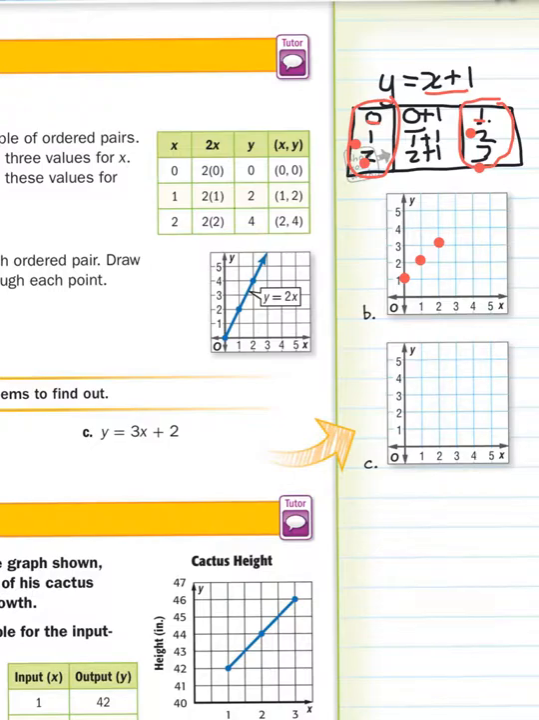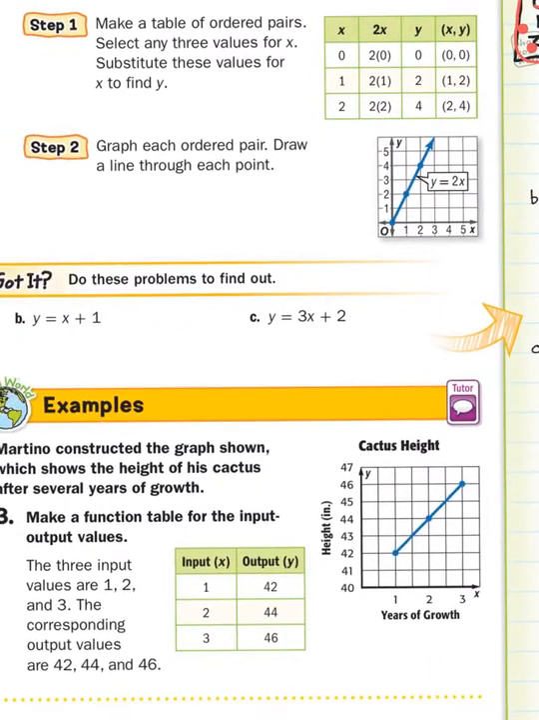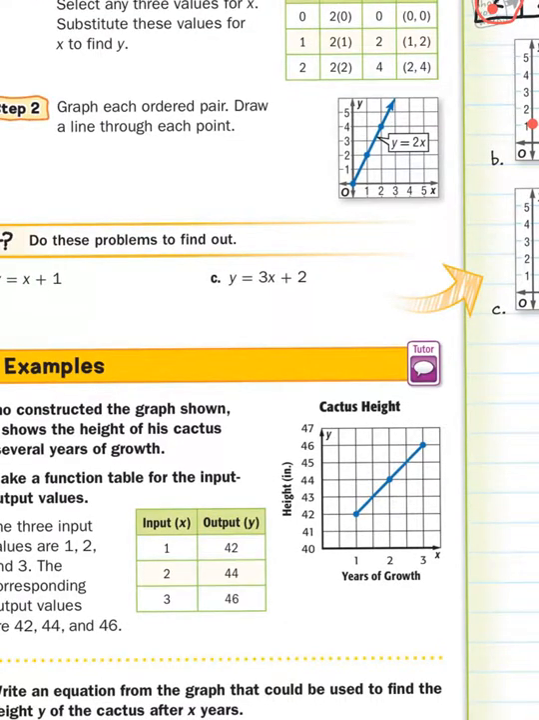Alright, now you are going to do problem C. You need to take this equation, make a function table for your x, y values, and then you're going to graph it. So pause the video, try C, and give it a start. If you're not sure, you can just do it with me on the video. Okay, so let's start this out.